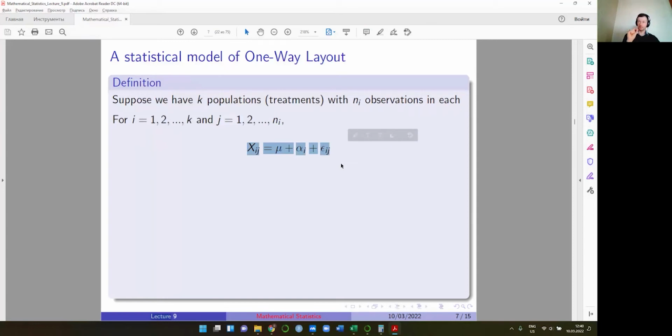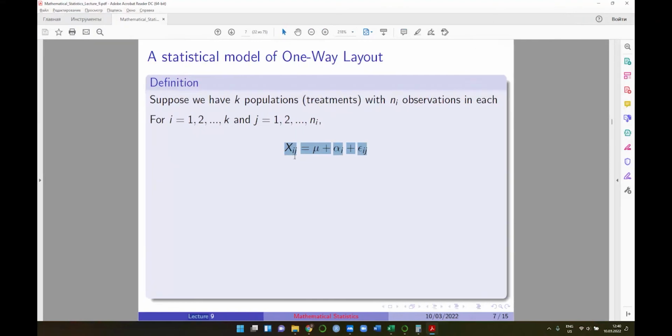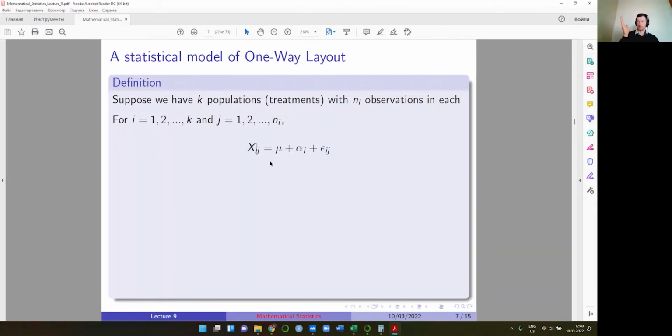So look, every number that we have there is decomposed into 3 parts. So this is the random variable, xij. In our case, it denotes the production of oil by any oil well. So the subscript ij means that this is the production of oil on the ith oil well on the jth day. So back to our example, this number is decomposed into 3 parts. So one part is mu, which is the overall mean.